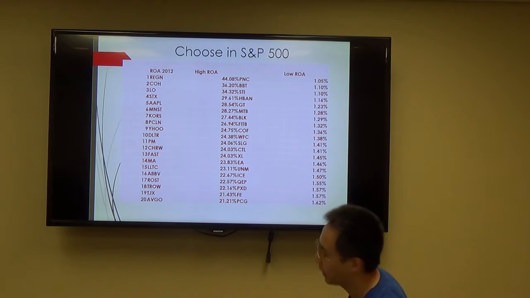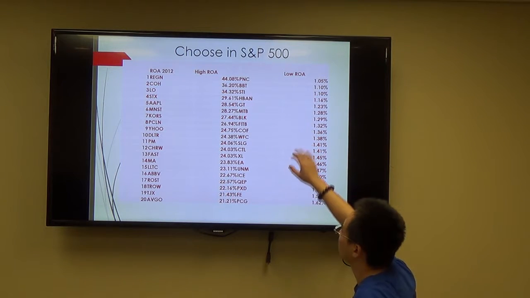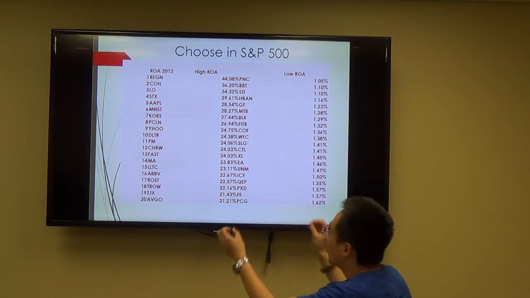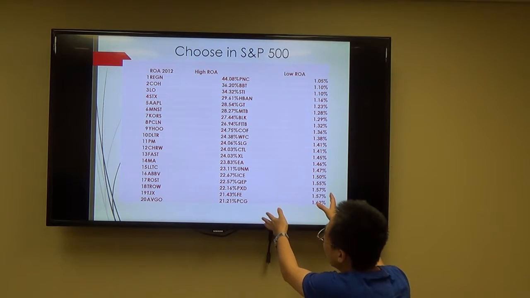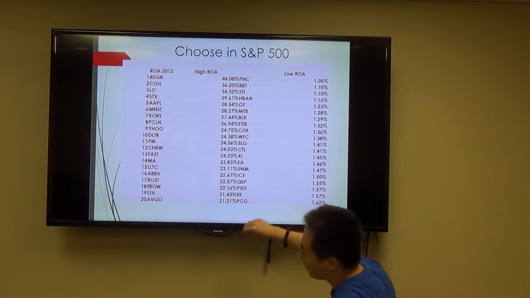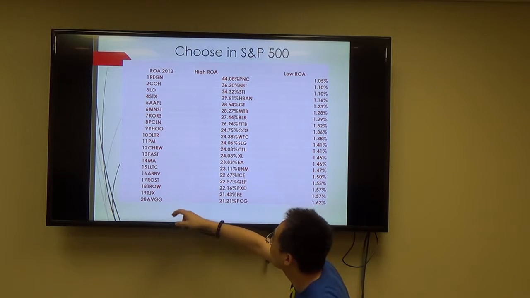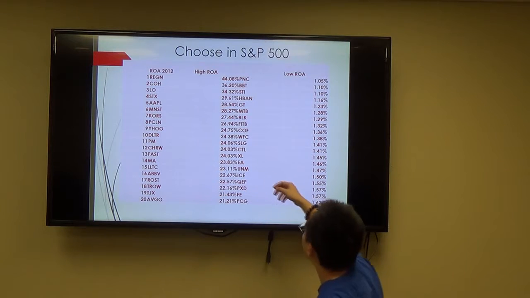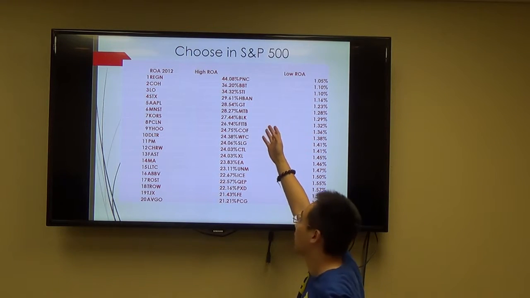So to test my ROE ratio strategy, I choose 40 companies from the S&P 500, and I separate these 40 companies into 20 with higher ROE ratio and 20 with lower ROE ratio. And I pull the data for the 2012 ROE ratio for these 20 higher companies, and also the ROE ratio in 2012 for these lower 20 companies.